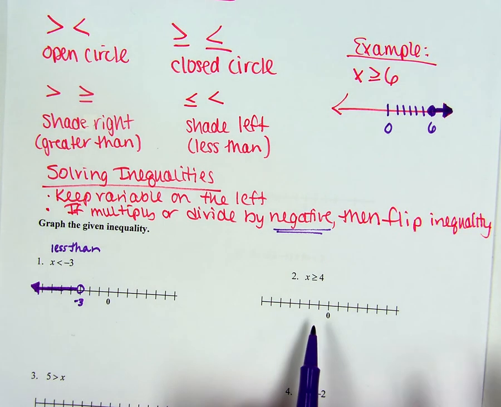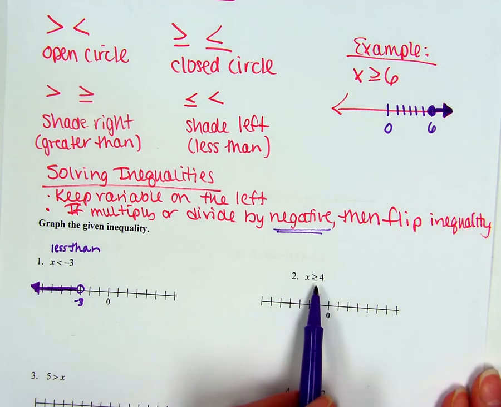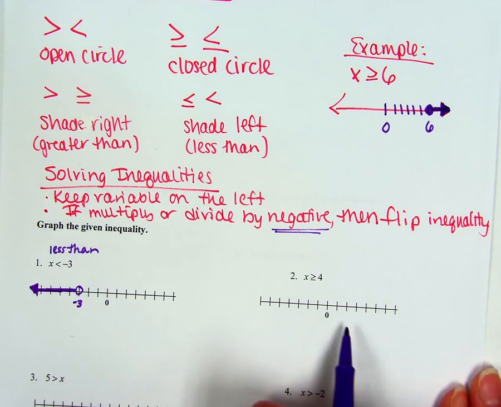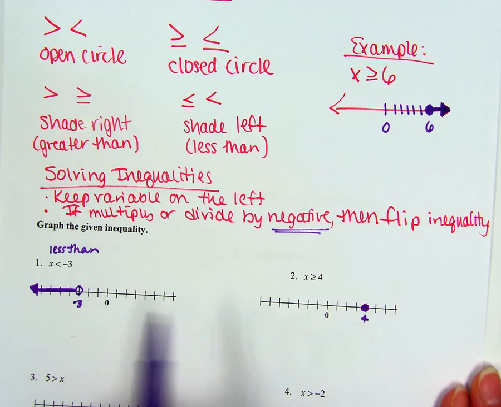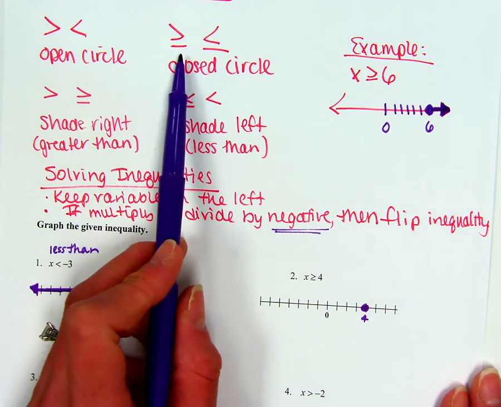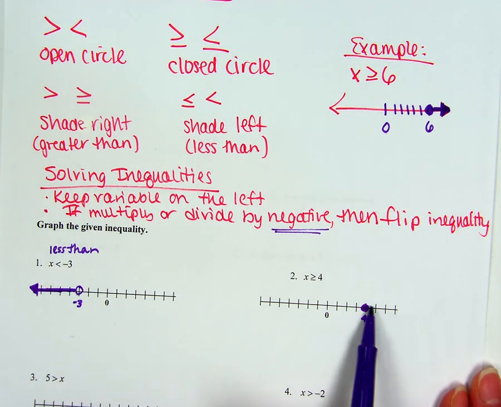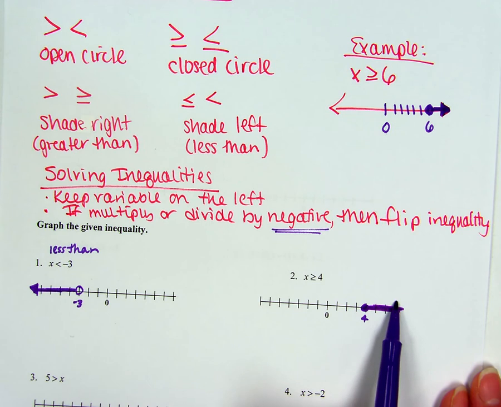All right. Number 2, this one says x is greater than or equal to 4. So I'm going to find 4. I'm going to fill it in because it's greater than or equal to. Right? And then because it's greater than, I'm going to shade to the right. So where the number is greater than 4, those are to the right.